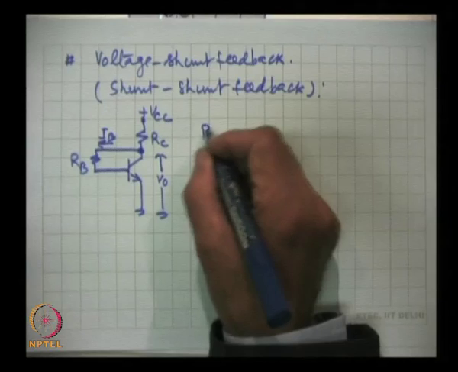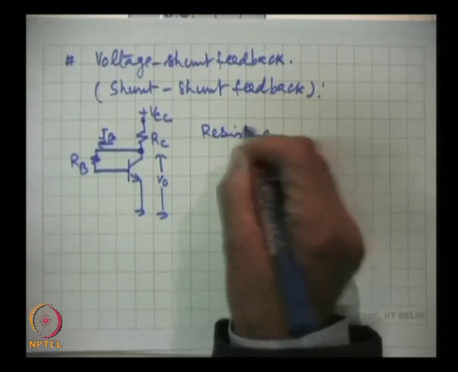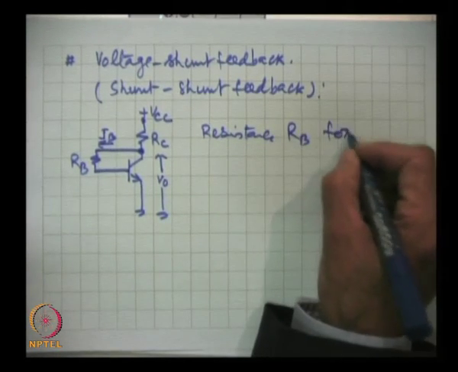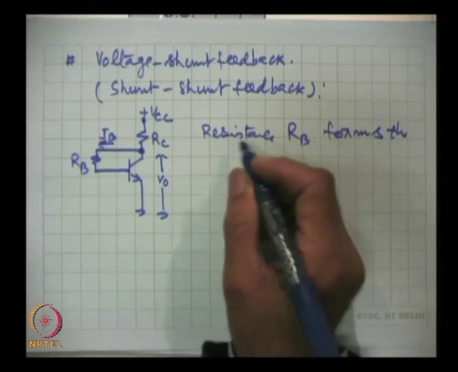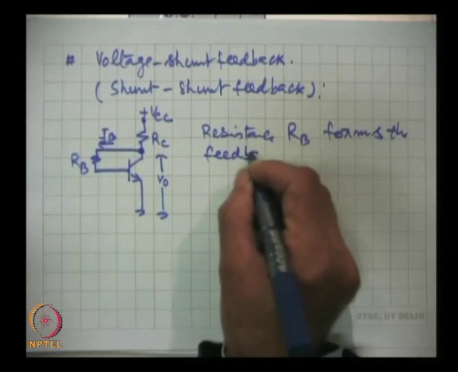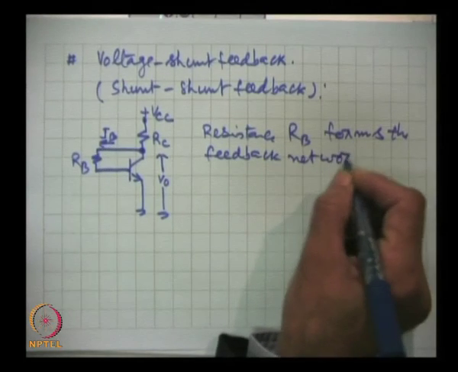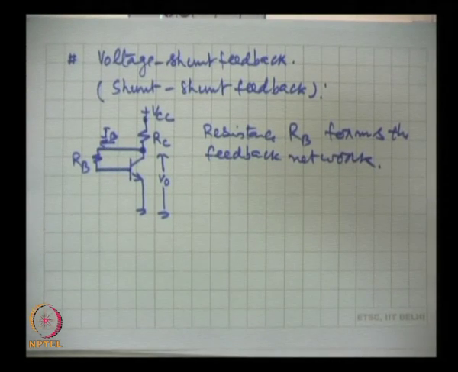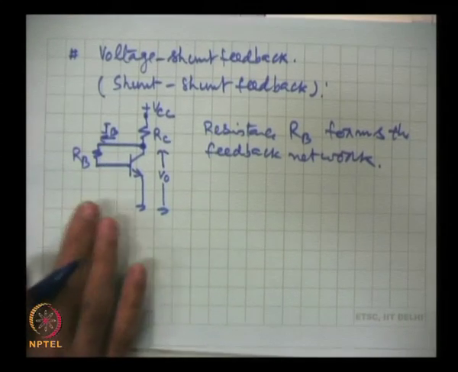So, resistance RB forms the feedback network. How this feedback helps in bringing about the stability, this we have already talked about when we were talking about the biasing schemes. This was the collector feedback bias, which is often used because the simplicity of the circuit is very attractive. And of course, it brings stability.